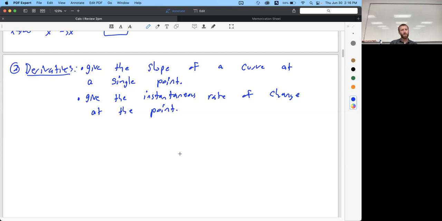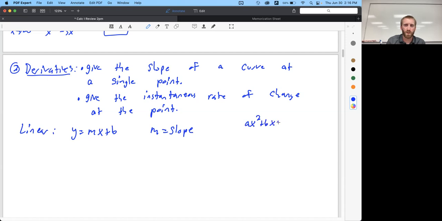Okay, so they give the slope of any curve at a single point. Although we're familiar with the slope only when it comes to linear functions, because with linear functions, y equals mx plus b, m is the slope. And so it's right there in the equation. But with quadratic functions, for instance, ax squared plus bx plus c, there's no slope here. And that's because with a quadratic function, that slope is constantly changing.